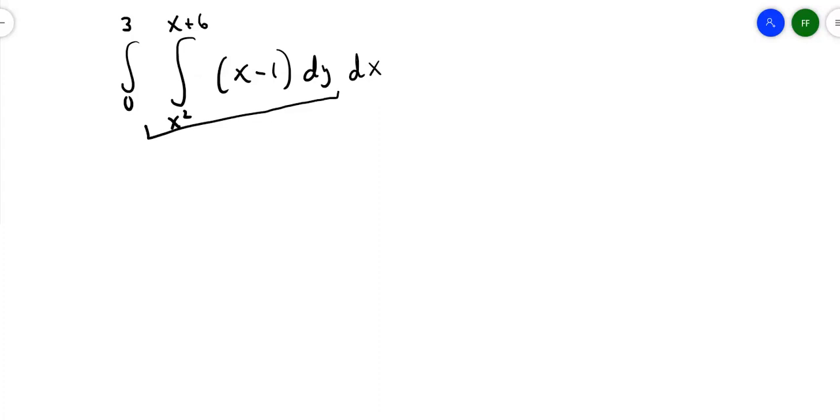x minus 1, the antiderivative of x with respect to y is just xy minus y. Evaluated where? Evaluated at y equals x plus 6, and evaluated at y equals x squared. Interesting. So now I replace the y with those things.